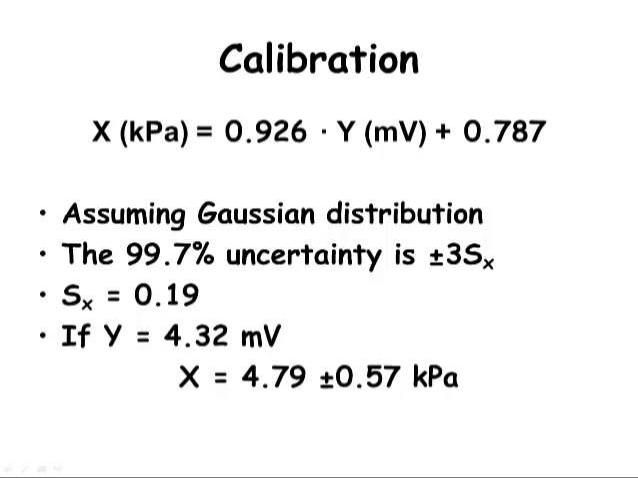So if the millivolt value is 4.32 millivolts, the pressure is 4.32 times 0.926 plus 0.787, which equals 4.79 kilopascals. The result with the 99.7% uncertainty is 4.79 plus or minus 0.57 kilopascals.